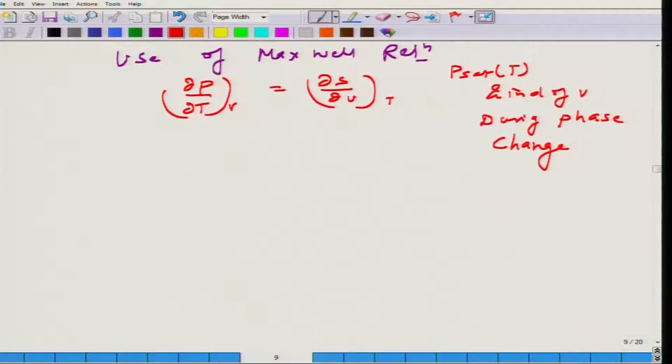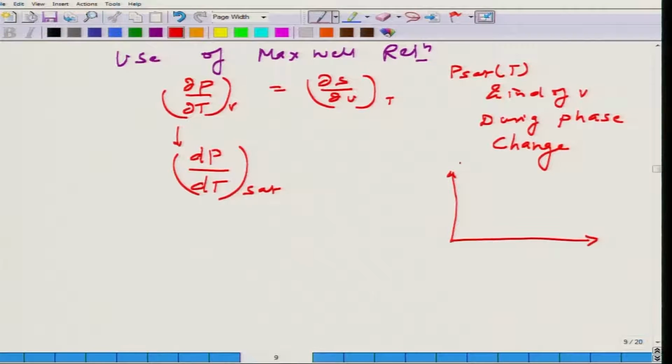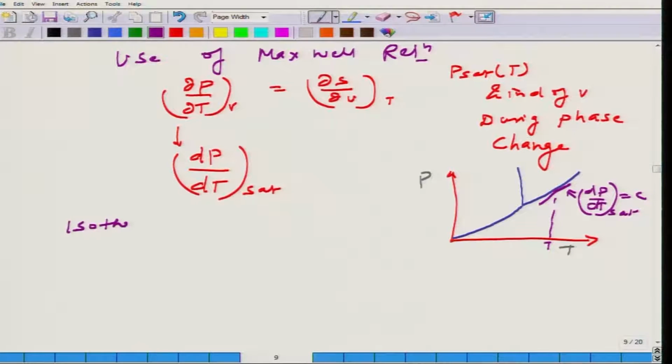So what we can do is write this as simply dP by dT instead of a partial derivative, since it's independent of V, and use sat instead of just V. Now let's look at your PT diagram here. At a given T, the slope here is going to be your dP by dT at saturation, and this is going to be constant for an isothermal liquid-vapor phase change process.